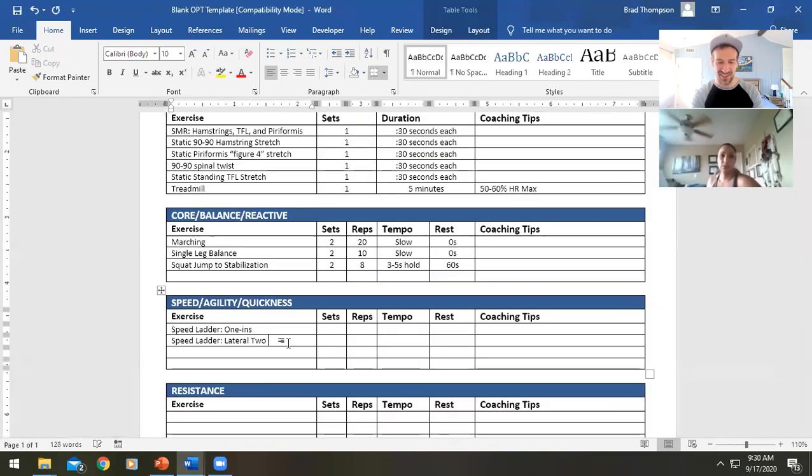Lateral 2 ins. They are in your book. They're just only in that chapter. They're not in the appendix at the end. So lateral 2 ins, and that's where you go side to side, both feet in each box.